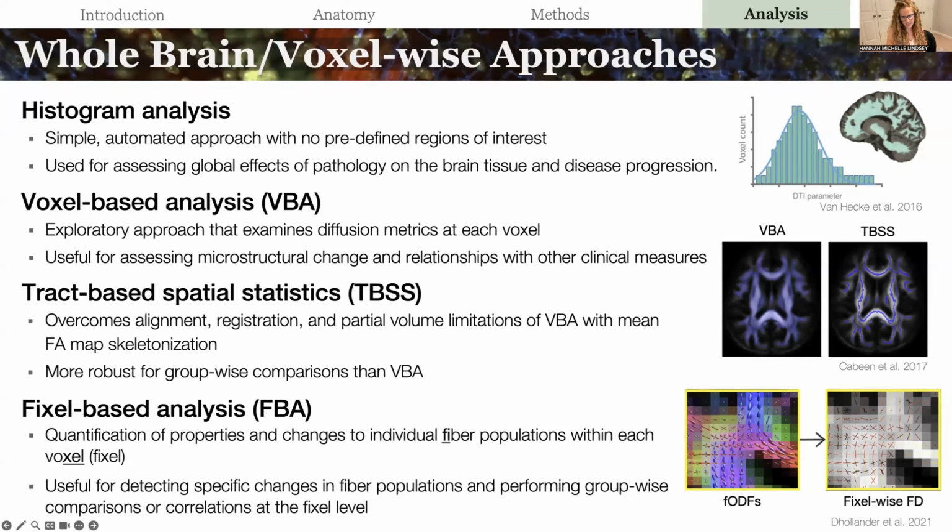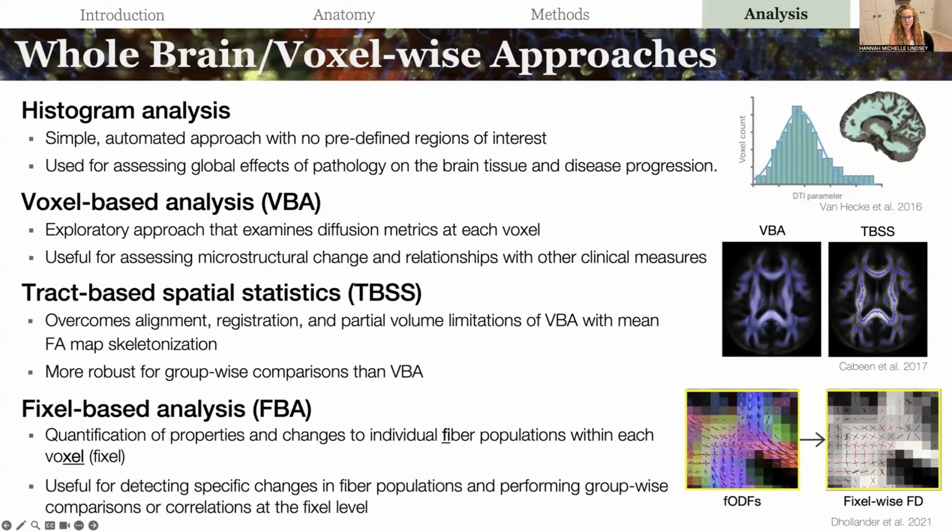Track-based spatial statistics is a widely used voxel-wise analysis method for studying white matter microstructure, and it's designed to overcome some of the limitations of traditional VBA. TBSS aligns an FA map to common template space and creates a mean FA skeleton that represents the core of the major white matter tracks. So the analysis is focused on the regions with the highest alignment, and it reduces partial volume effects.